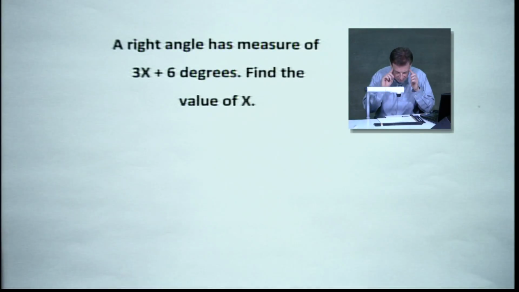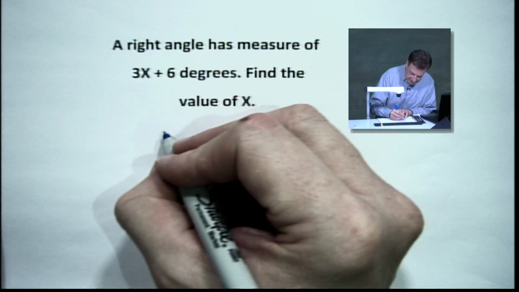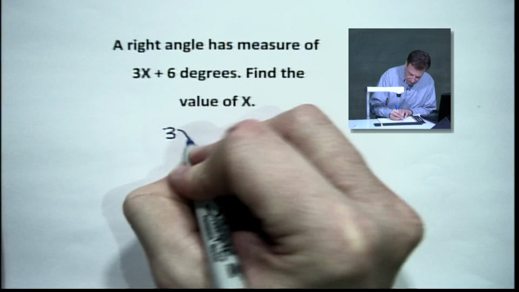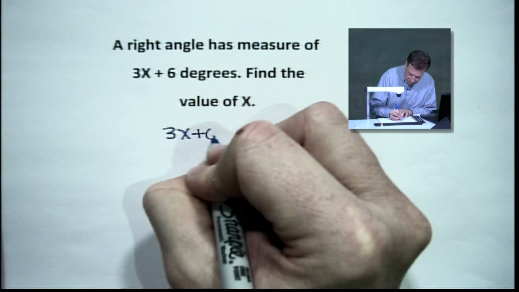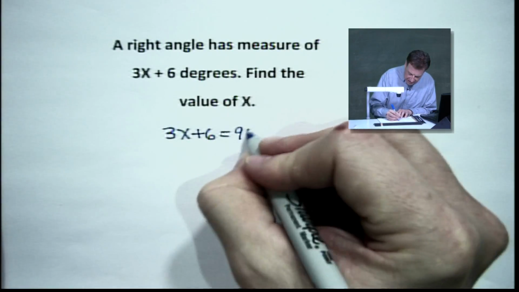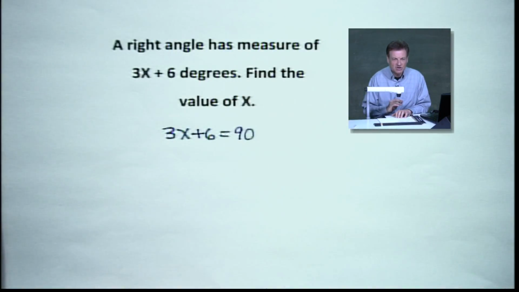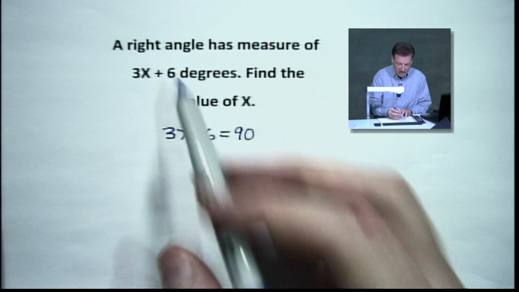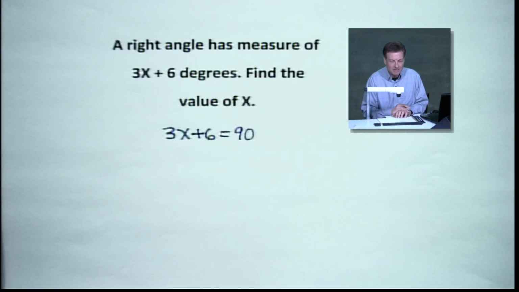All right? So remember, we just said it. A right angle has 90 degrees. So what we're going to do, we're going to say this angle, this 3x plus 6, equals 90. Now keep in mind, this is all basically about degrees. I'm going to look for a value of x that's going to make 90 happen here. That's what we're looking for. So let's see how this is going to go.